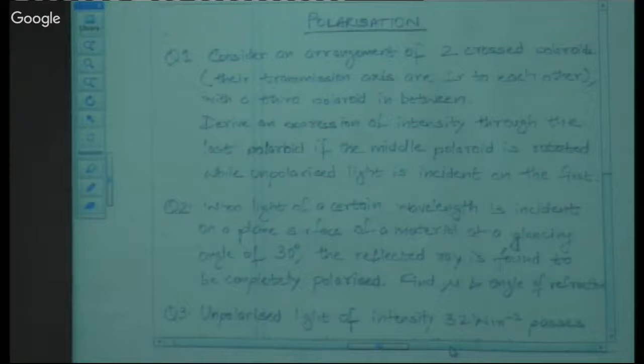Something like this is one polaroid. The other one is like this. Okay, perpendicular. It's not that easy to show perpendicular on a board. The first one has its transmission axis vertical, the second one has its transmission axis into the plane. So they are perpendicular to each other.